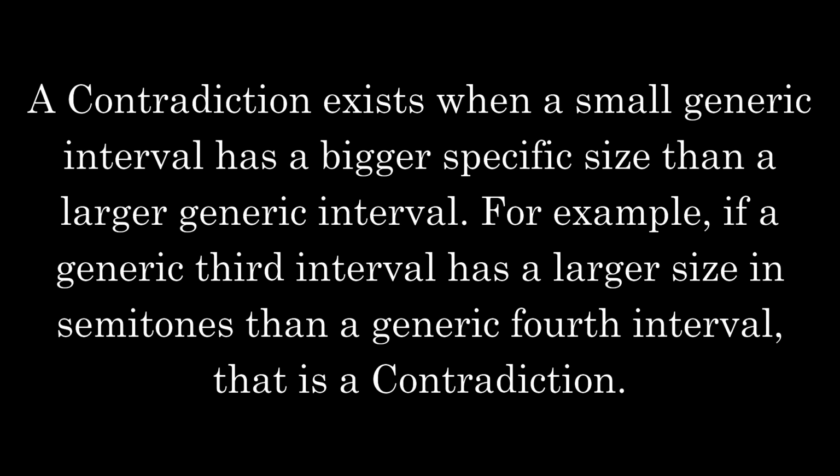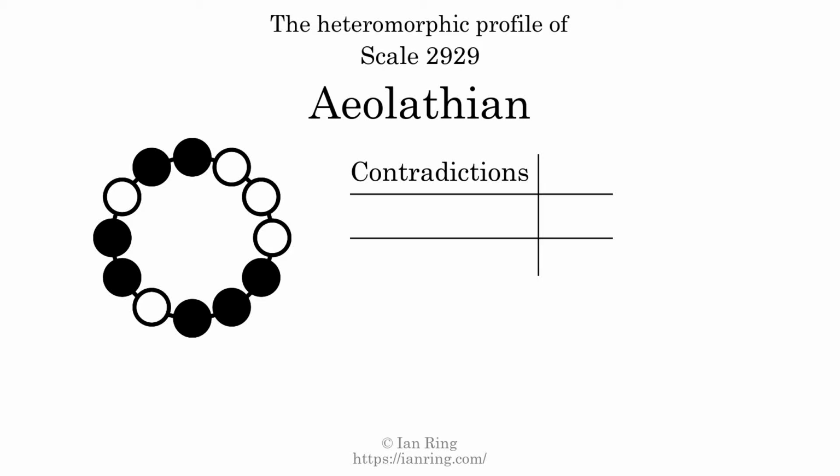A contradiction exists when a small generic interval has a bigger specific size than a larger generic interval. For example, if a generic third interval has a larger size in semitones than a generic fourth interval, that is a contradiction. The number of contradictions in this scale is 27.